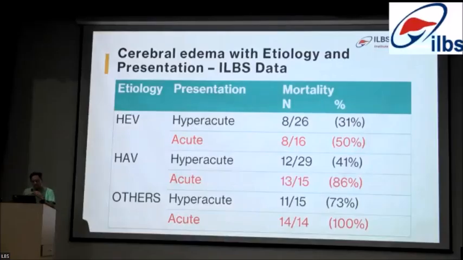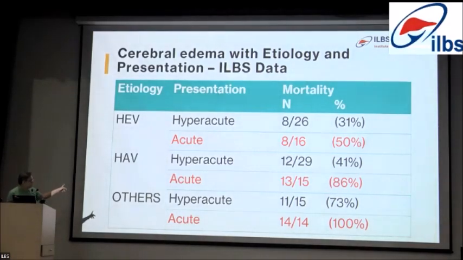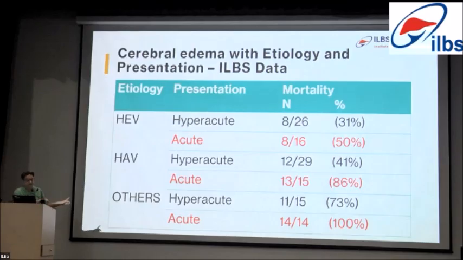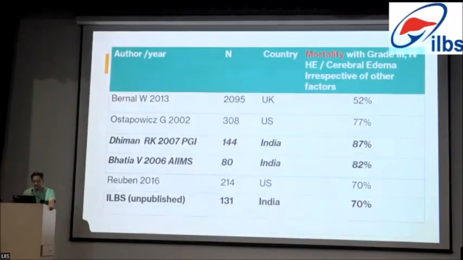Then there is a common belief that hyperacute presentation is associated with good prognosis. Hyperacute is basically within 7 days. Jaundice to encephalopathy period is less than 7 days. But when you combine with etiology, the mortality in this group of patients remains high, in spite of having hepatitis E and hepatitis A. So hyperacute doesn't always mean that they will survive with native liver. There is a group of patients who will still do badly, and they need to be selected for transplantation as well.